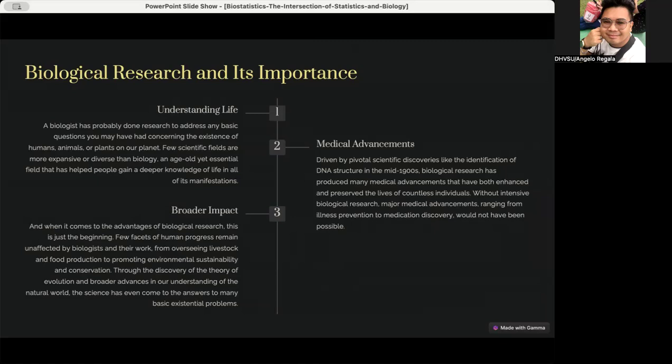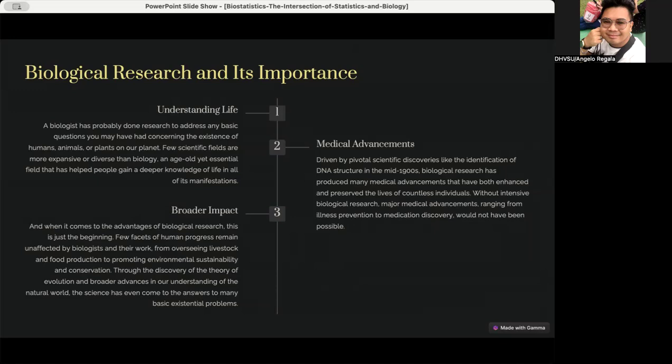So through the discovery of different theories, we will be able to evolve and make a broader advancement in our understanding of what the natural world is all about. Okay, through science, we would be able to answer many basic existential problems. Okay, with the use of biological research, with the application of biostatistics.